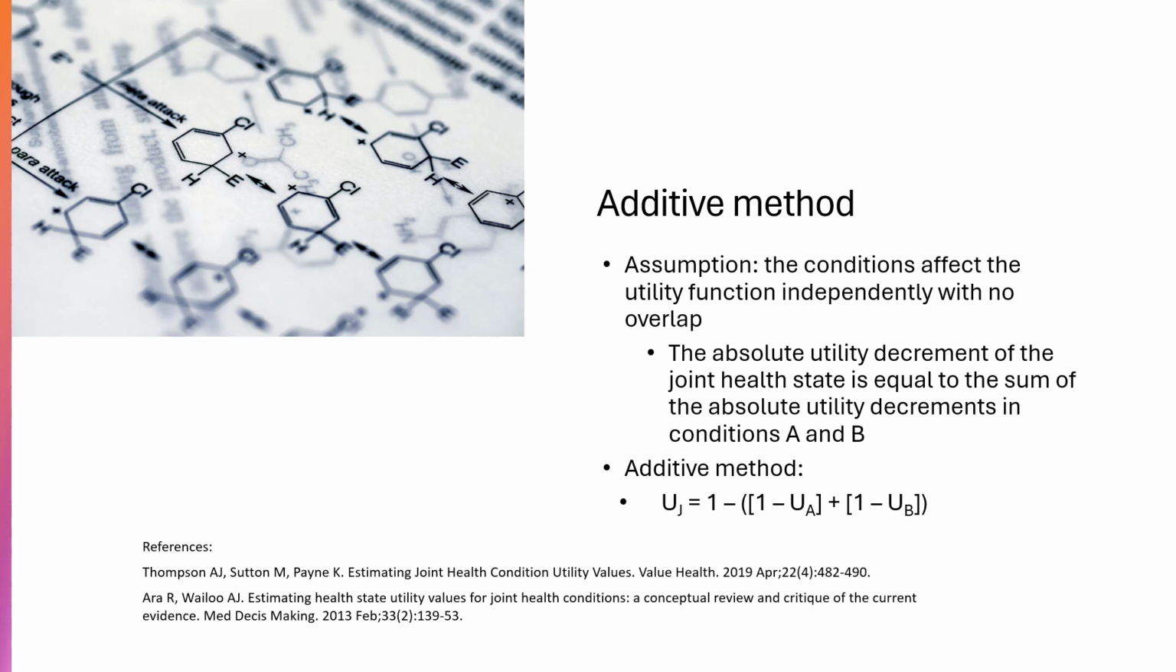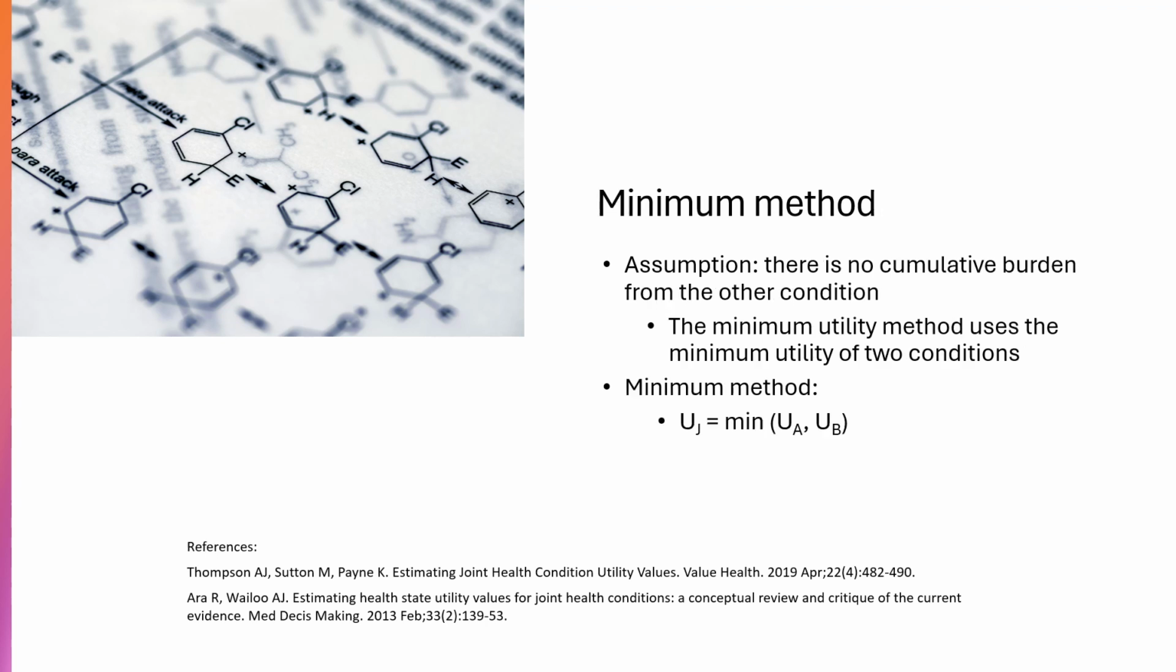The additive method assumes that the conditions affect the utility function independently with no overlap. Therefore, the absolute utility decrement of the joint health state is equal to the sum of the absolute utility decrements in conditions A and B. The minimum utility method assumes there is no cumulative burden from the other conditions, and then uses the minimum utility of two conditions as the utility for the joint health states.